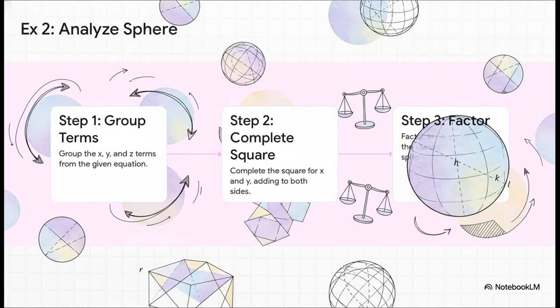This one's a classic. They give you this messy-looking equation, and you have to figure out the sphere's center and radius. The name of the game here is completing the square. So first, you group your x's, y's, and z's together. Then you work your magic to complete the square. Now, here's the absolute golden rule. Whatever you add to the left side of the equation, you must add to the right side too. You've got to keep it balanced. It's so easy to forget that step.